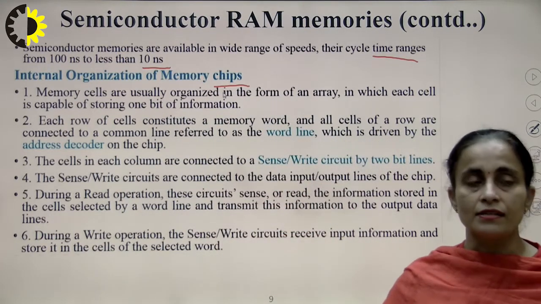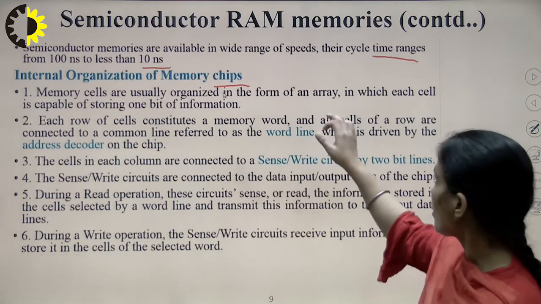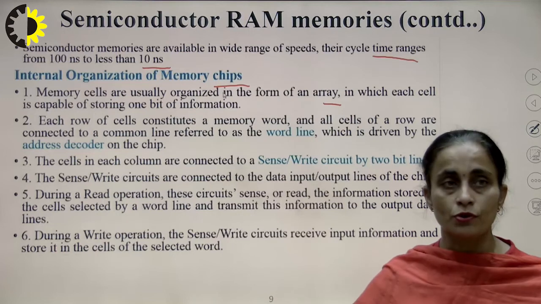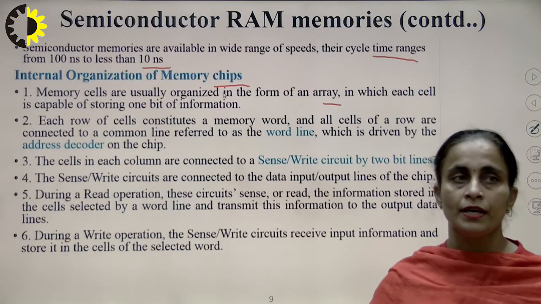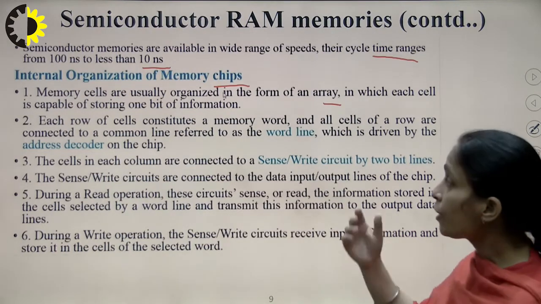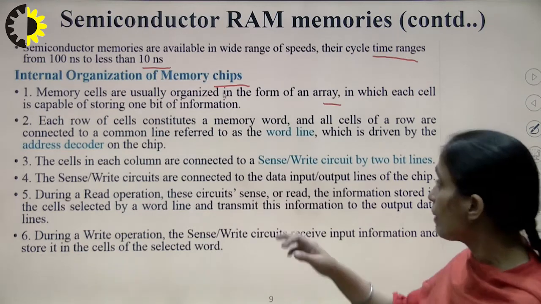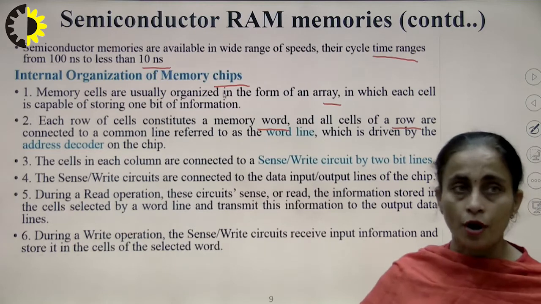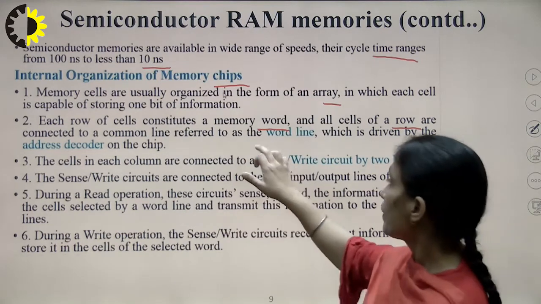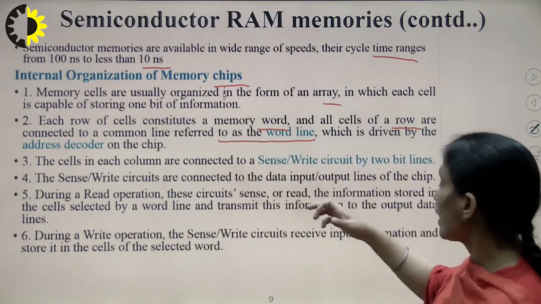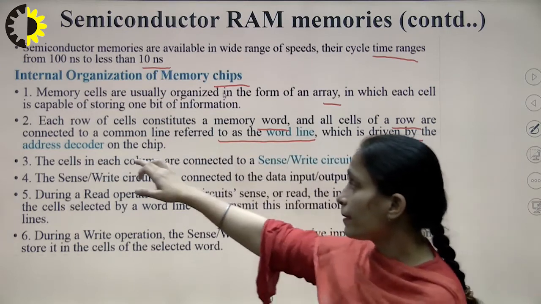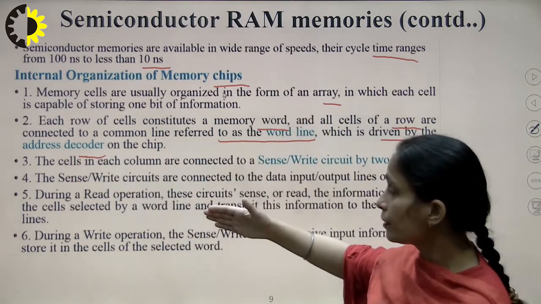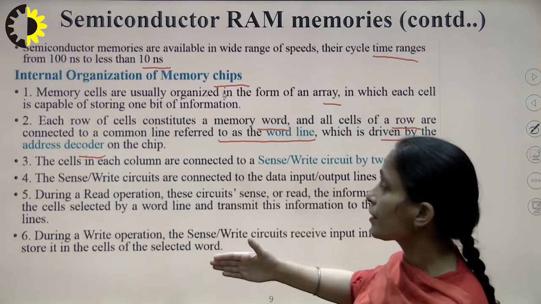The memory cells are usually organized in the form of an array, in which each cell is capable of storing one bit of information, and each row of cells constitutes a memory word. All the cells of a row are connected to a common line, as we have seen, known as the word line. That is again derived by the address decoder on the chip, the W0 to W15 that we were deriving.